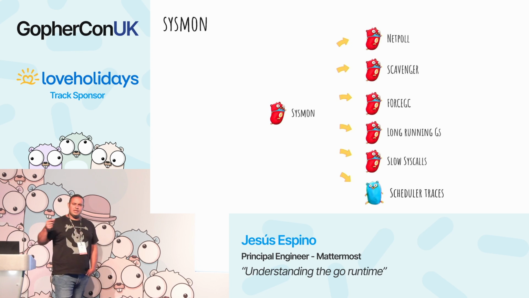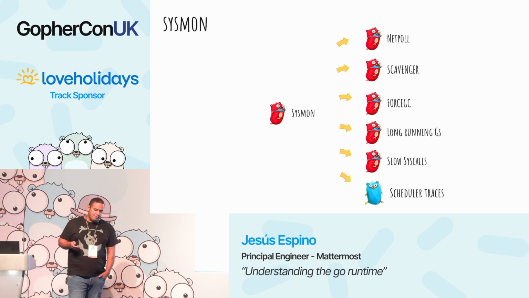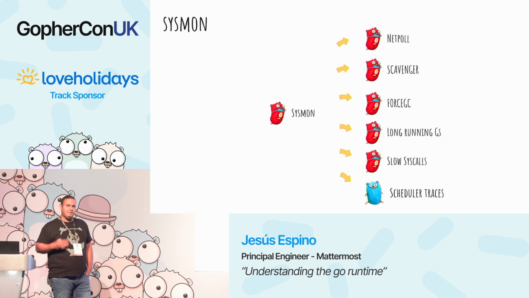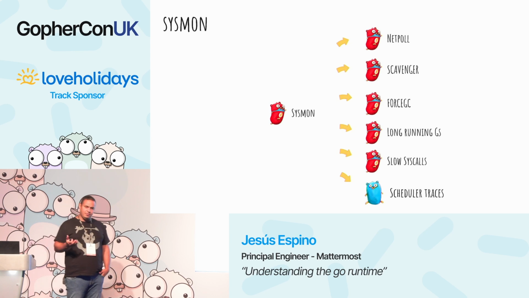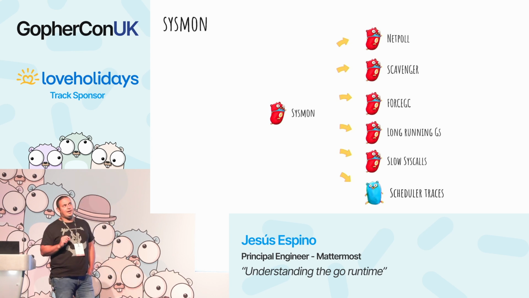Also, it's going to wake up the scavenger from time to time. It's going to force the GC if the garbage collector has not run in a long time. Also, it's going to detect long-running goroutines, and it's going to preempt them. So it's going to send an operating system signal to the thread that is executing that goroutine to mark the goroutine as preempt, so the goroutine can end up preempting itself.